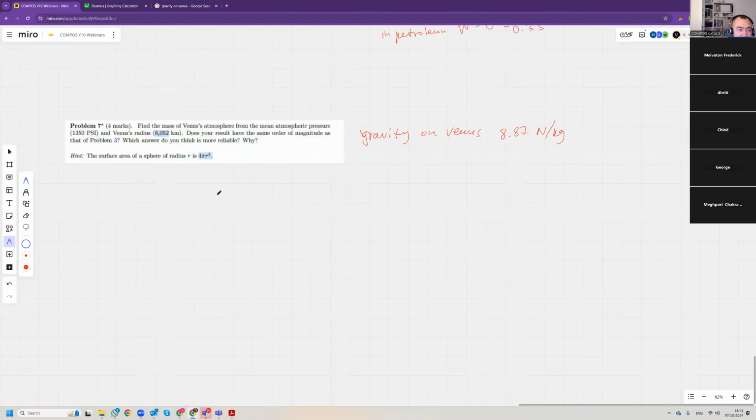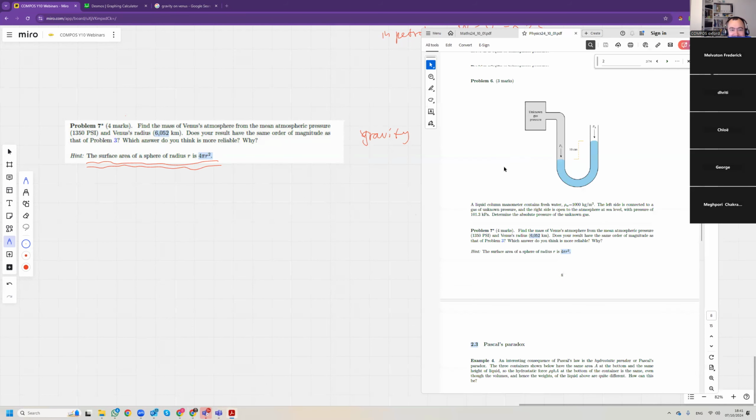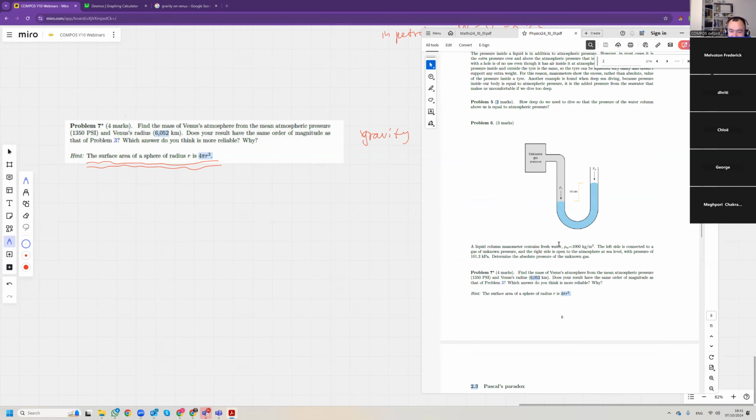What I can say for this one, imagine. Oh, well, I mean, there's a hint. The surface area of a sphere is that. So that's the area, and pressure and area are linked. Get through 6. Okay. 7, that's the density. Well, the difference in pressure is rho GH.